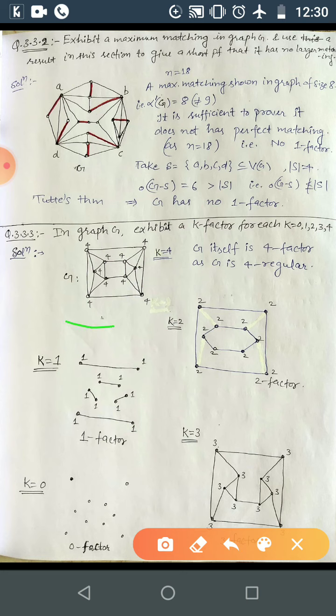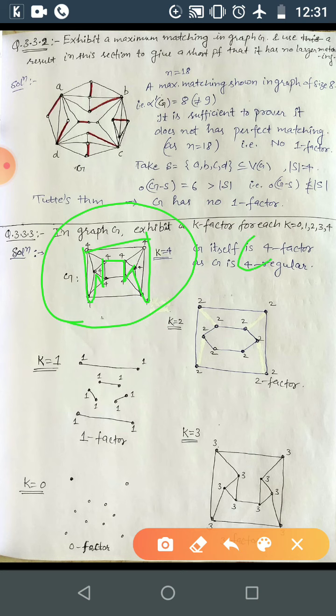Now you can find a 2-factor. As the regularity of this graph is 4 and we have 10 vertices, we can find a C10 here. You can consider this one here, this one here, then you can take this one, then this one, this one, this one, this one, this one, this one. So this is a C10.